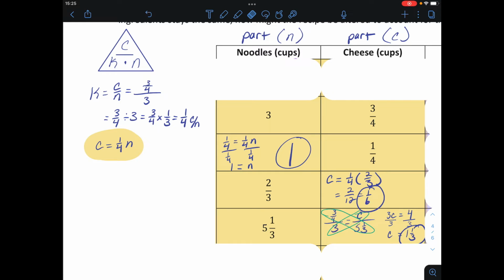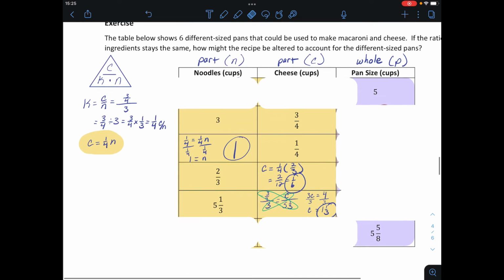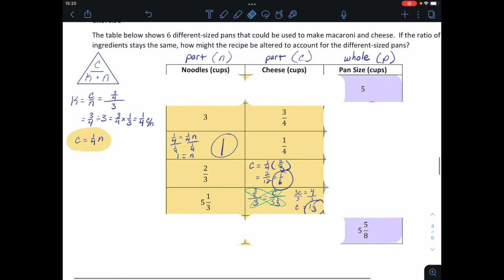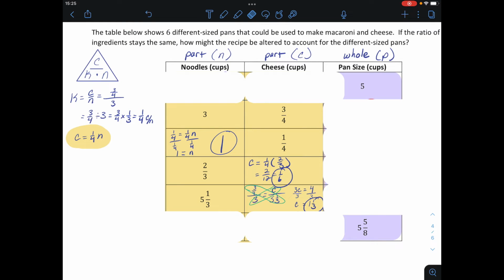Now, I cannot finish the rest of my table here because there are no numbers for the remaining 2 sections of noodles and cheese, so my unit rate here is not much help. But when I zoom out and look at the table as a whole, I do see that both of those rows have a number of cups for the entire pan. Now, because my pan of mac and cheese is made up of just the noodles and the cheese, if I wanted to find the total cups for the entire pan size, all I need to do is add together my noodles and cheese. So for all 4 rows where we do have 2 pairs of numbers, I can just add those together to get my pan size.